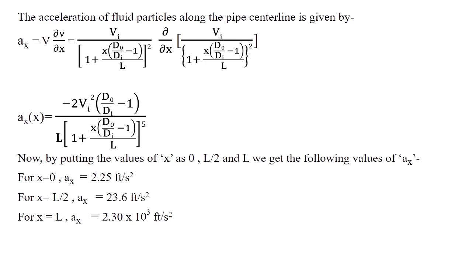In a similar way, now we will put the values of x as 0, L by 2 and L, and you can see the acceleration values. For x equal to 0, the acceleration is 2.25 feet per second square. For x equal to L by 2, acceleration is 23.6 feet per second square, and for x equal to L, acceleration is 2.30 into 10 to the power 3 feet per second square. So like this we will solve this problem.